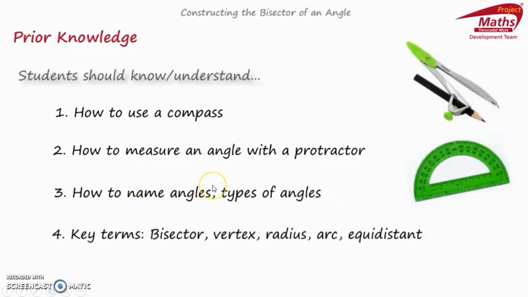We should remember how to name angles and also the different types of angles. So we have acute, obtuse, reflex, right angles. Some other key terms we'll be looking at is a bisector, which I'm going to explain in a second. A vertex, which I already talked about. So this is where two arms meet. So it's kind of like the origin of the angle. Our radius, our arc, equidistant. All these terms should be familiar to you already. And if you don't know any of them, I best advise that you pause this video and go back and look at them.